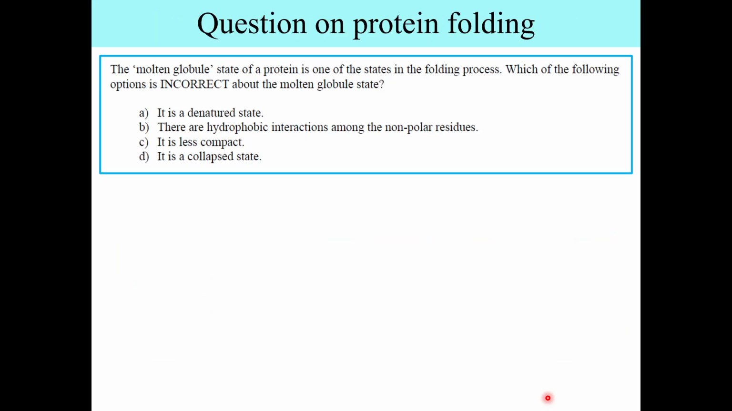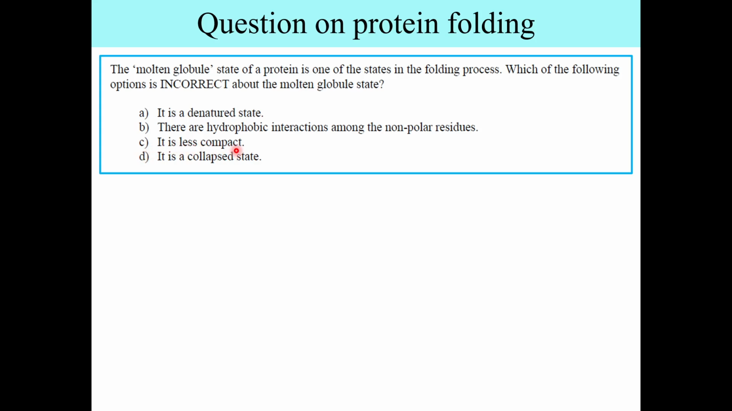Correct? Now try to answer this question. The molten globule state of a protein is one of the states in the folding process. Which of the following options is incorrect about the molten globule state? Right? So the first option is it is a denatured state. The next one is there are hydrophobic interactions among the polar residues. Then the third one is it is less compact, and the fourth one is it is a collapse state.